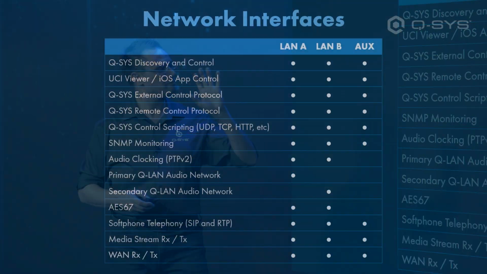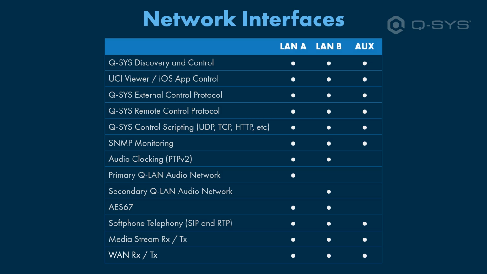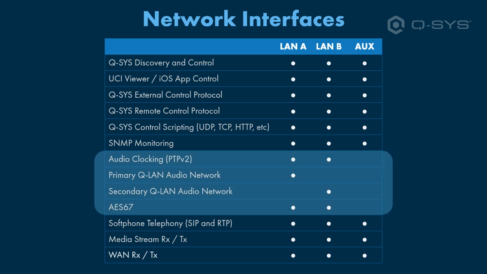Okay, you may have seen this in the help file. I want to really pinpoint something on it right here. This is a chart of all of the various protocols that can be enabled on each of those NICs: LAN A, LAN B, and the auxiliary NIC. You'll notice that most of them have everything. But where are the missing bullets? Well, right down here in the section where you have PTP-v2, your primary and secondary QLAN network, and AES-67. So it's very important that if you are doing AES-67, that is not going to take place on the auxiliary NIC. That's got to be on LAN A or LAN B.